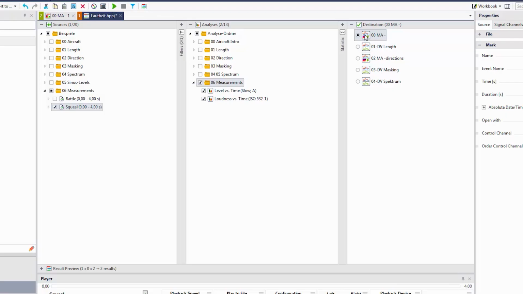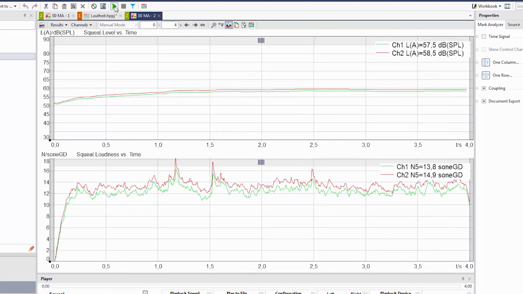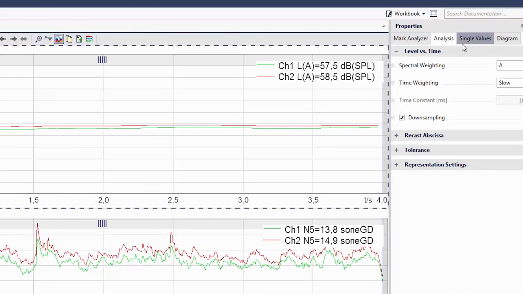Let's see how it looks if we analyze it like before, in the loudness. Tick, tick, tick, tick, tick. Everything can be seen here. But you can't see it in the slow evaluation. But we've learned a little bit.